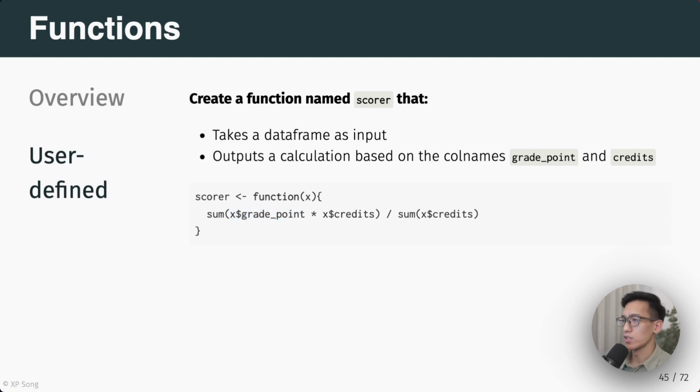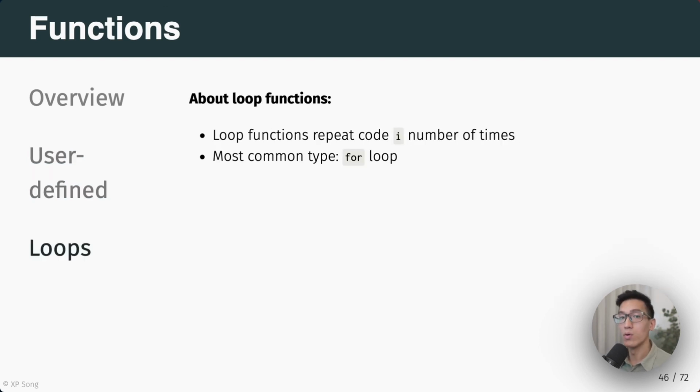Notice that for this function, we directly return the output of this particular line of code. So instead of manually writing out the entire formula, we can use the function scorer and put in the data frame grades as an input. Now, what if you have a whole cohort of students and you need to calculate the GPA for every single one of them? This is when loops might come in handy.